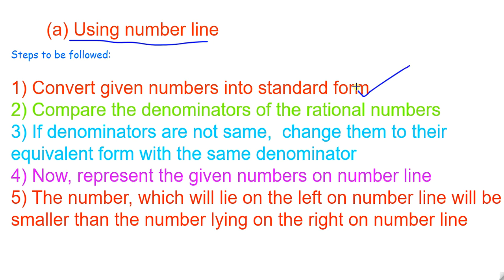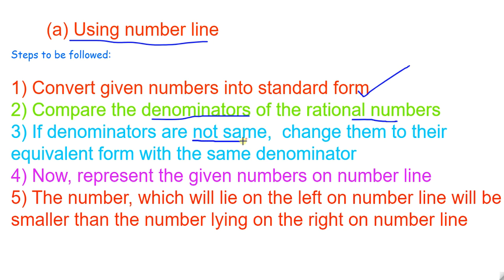So that means if, in the given negative rational numbers, the denominator is negative, the first step is to make it positive. Now after making the denominator positive, the second step says compare the denominators of the rational numbers. If the denominators are the same, then we just have to compare their numerators and we can directly tell which number is greater and which is smaller.